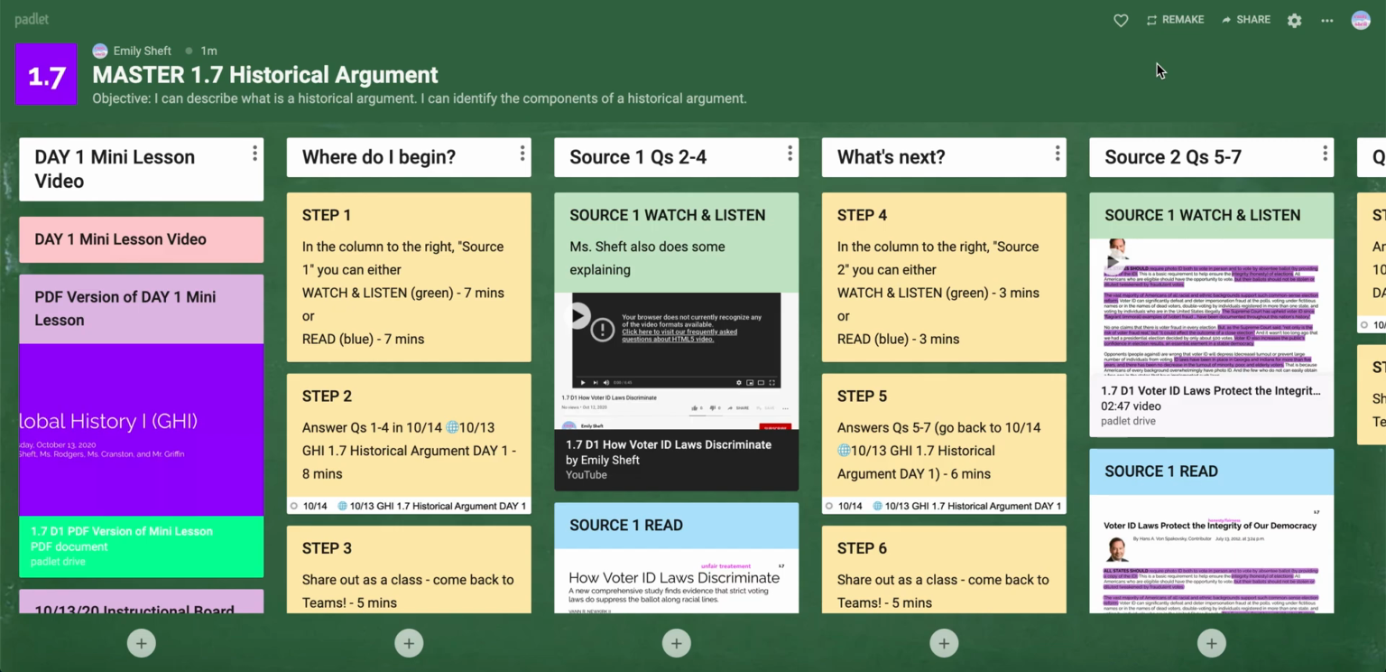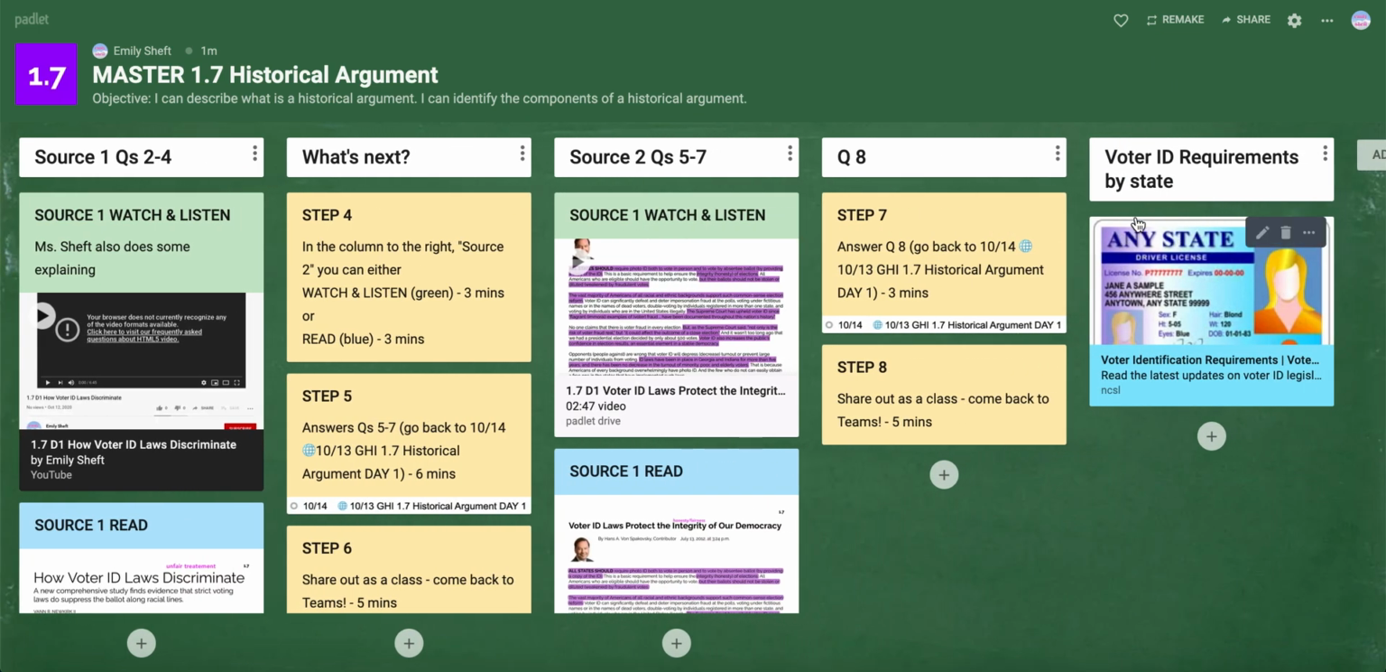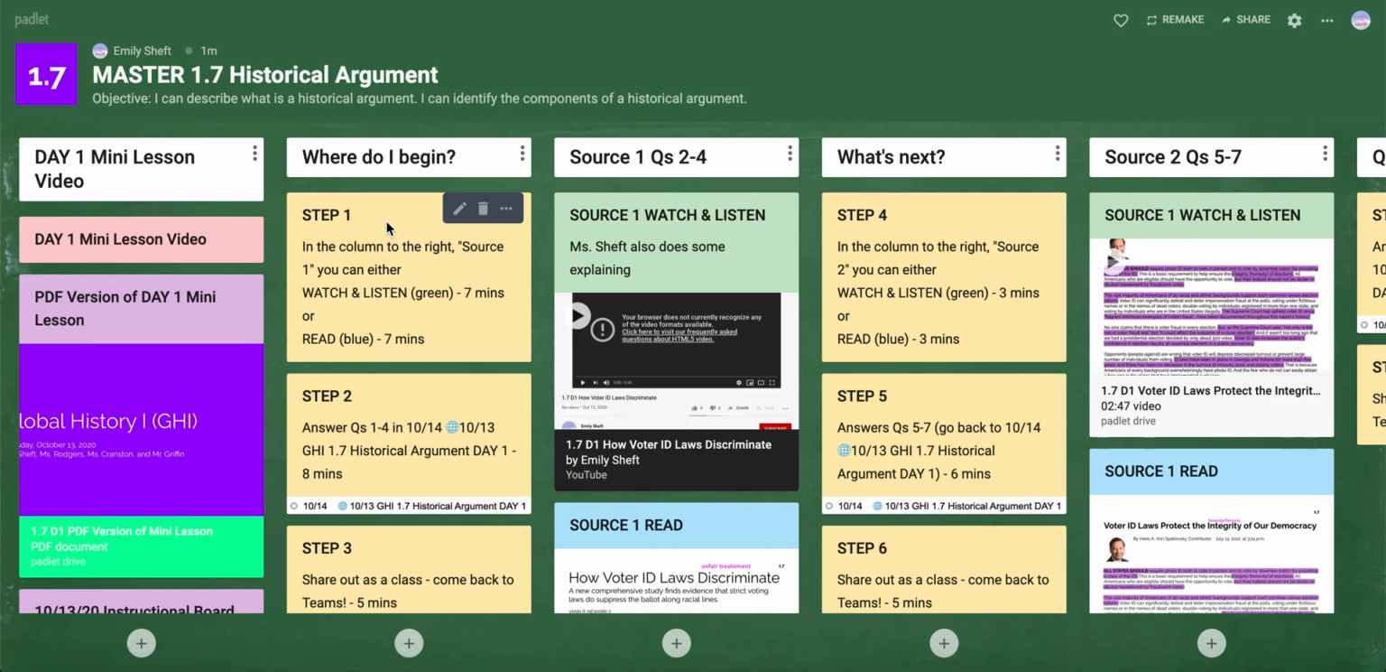You're going to pick who did a better job with their claim, with their evidence, and with their reasoning and explanation. And that last question, question number 6, it's actually question number 8. Question number 8 is an opinion question, so that is based off of your opinion. So we are all going to get started on step 1, where you're going to either watch and listen or read to yourself. In the watch and listen, I do a little bit of explaining, so you might want to do that instead, and we have 7 minutes to get started. So go ahead and get started on step 1.